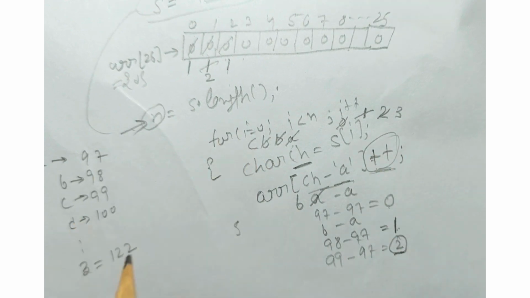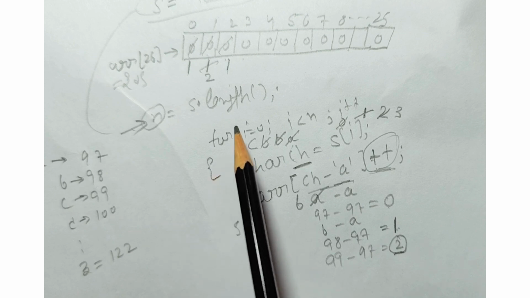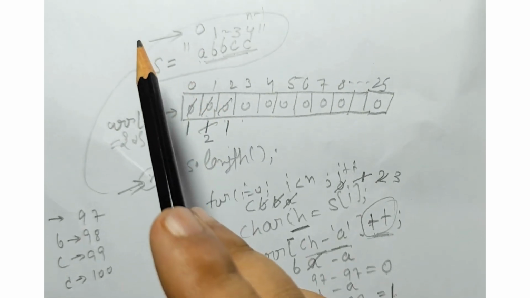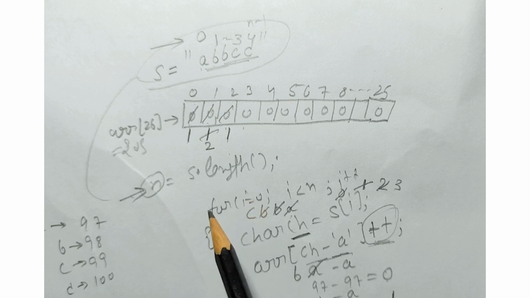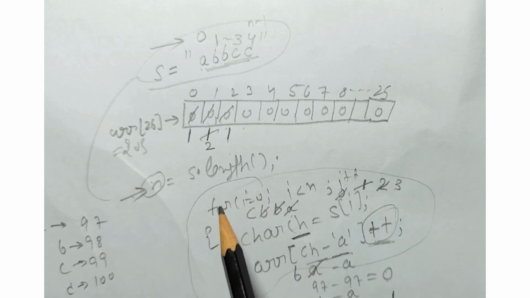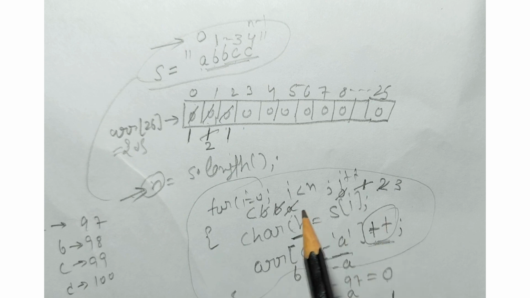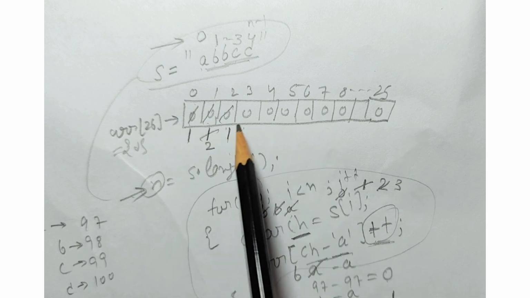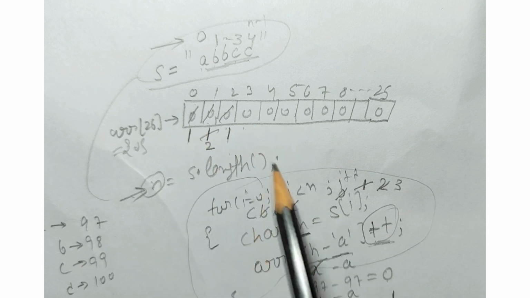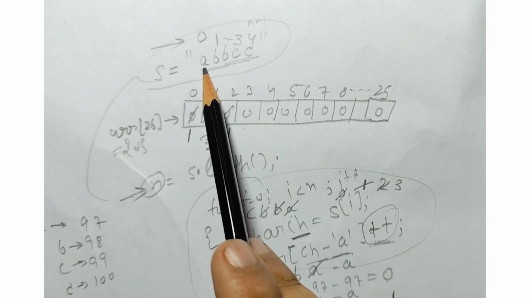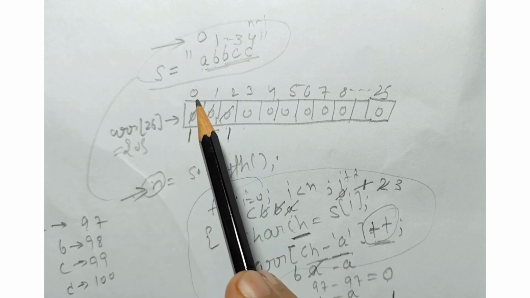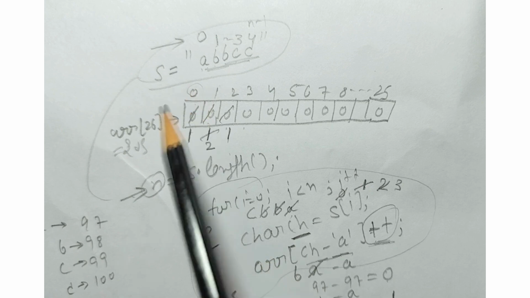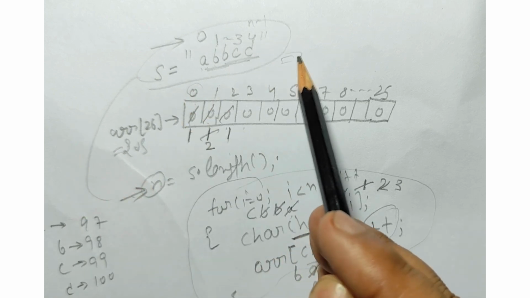So in this way we store the frequency of every character by traversing the string from left to right. And after this, again we traverse the string with a for loop, character by character. In this case a has frequency 1, so we display the index of a, that is 0. So that's why 0 is the output for this.